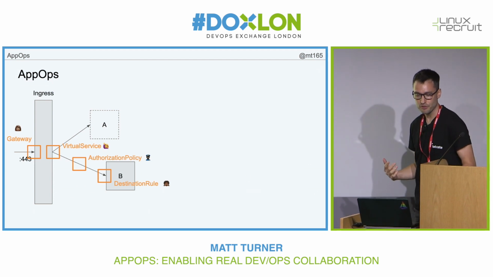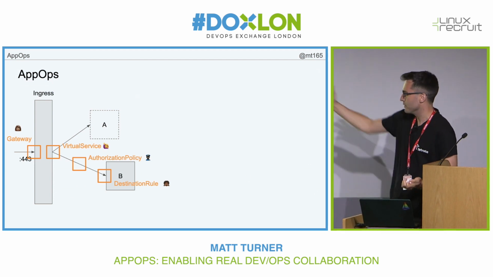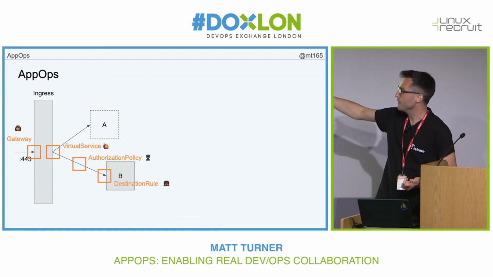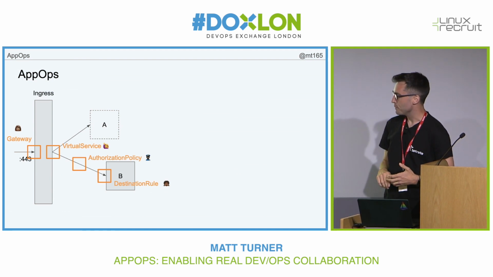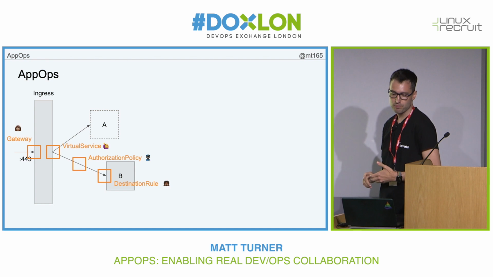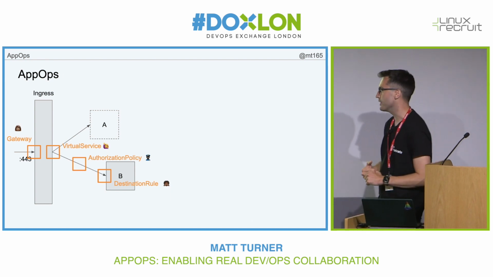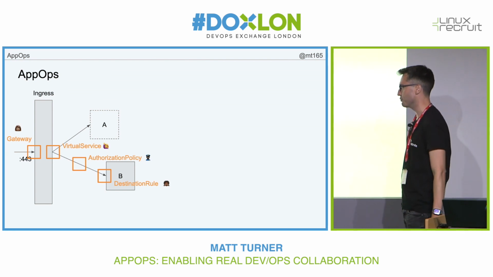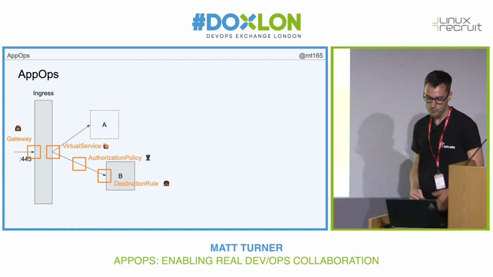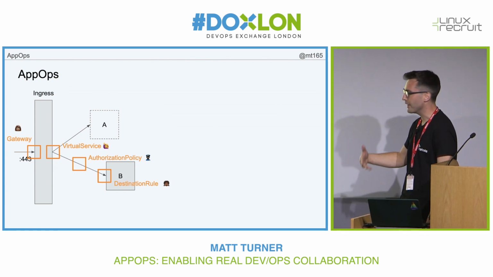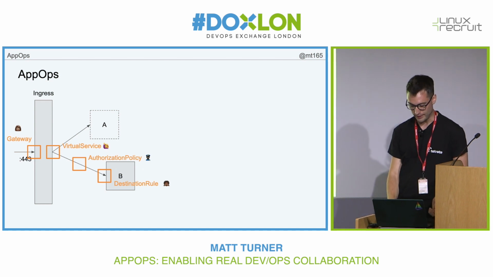And more than that, the infrastructure team is obviously going to build this and delegate certain permissions to other people. They probably can't keep up with all the joiners, movers, and leavers in a big organization. So they're going to want to give virtual service and destination rule permissions to, say, the team's manager, who can then go and delegate them onwards as people cycle in and out of the team.